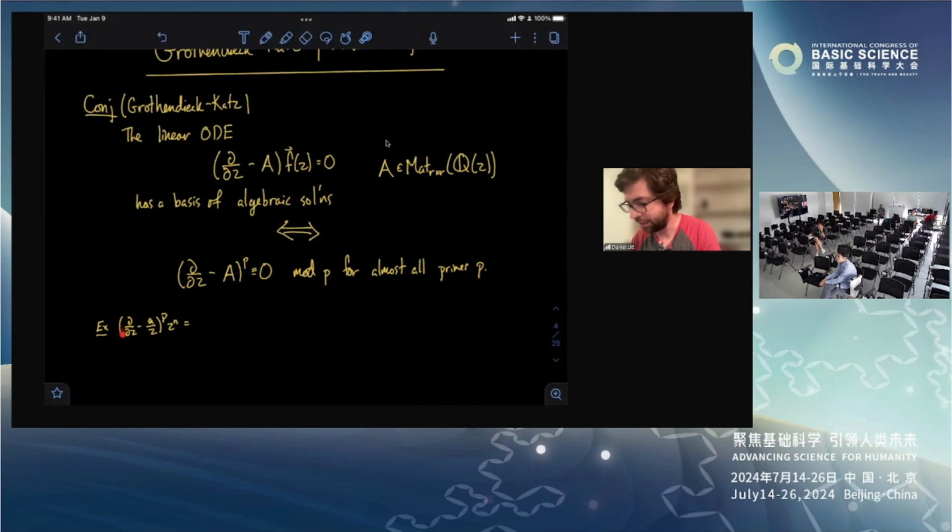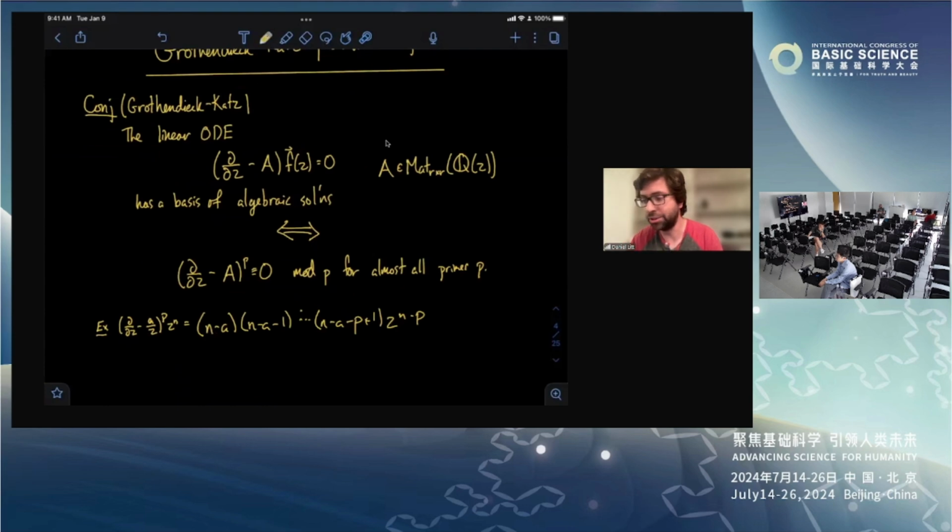So that was the operator d/dz minus a over z, times f is 0. So let's see what happens when we raise this to the pth power and reduce it mod p. And you can just do a little computation. So you get, when you apply it to the monomial z^n, you get (n minus a) times (n minus a minus 1), all the way up to (n minus a minus p plus 1), times z^(n minus p). Okay, so the Grothendieck-Katz p-curvature conjecture predicts that a is a rational number if and only if this product here is 0 mod p for almost all p.